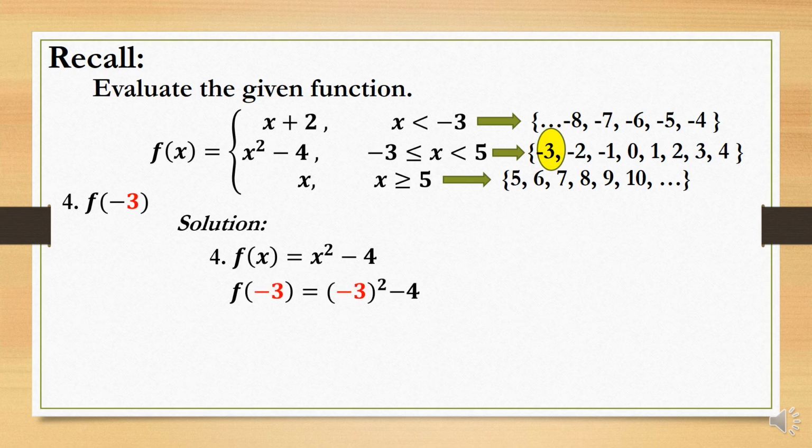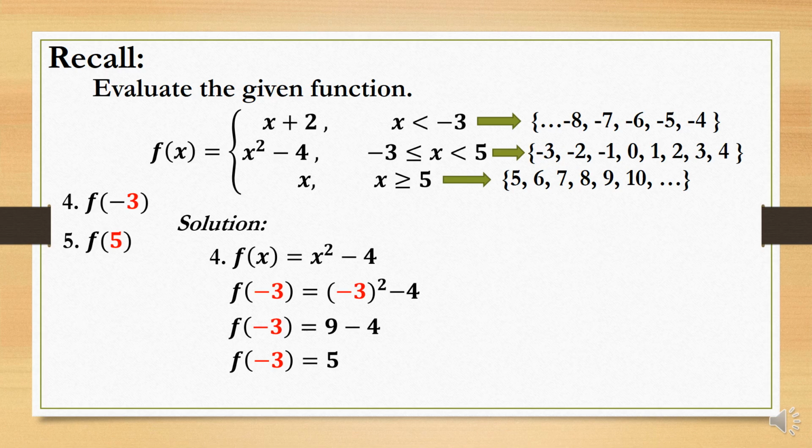So meron tayong f of negative 3 is equal to negative 3 squared minus 4. At isi-simplify natin ito, meron tayong 9 minus 4. At 9 minus 4 ay 5. So f of negative 3 ay 5.